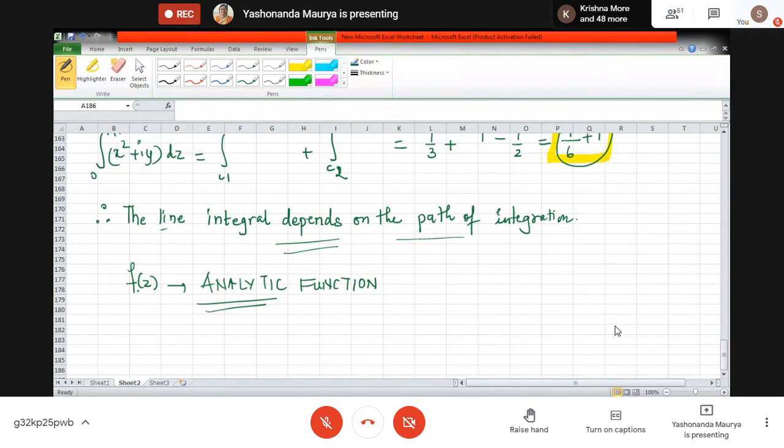Another way of understanding an analytic function is that my function f of z can be written completely in terms of z. There is no z bar coming over here. If that is the case, then the expression that we are getting is always an analytic function. So if we have such functions, then the integrals do not depend on the path. I'll give you an example here.